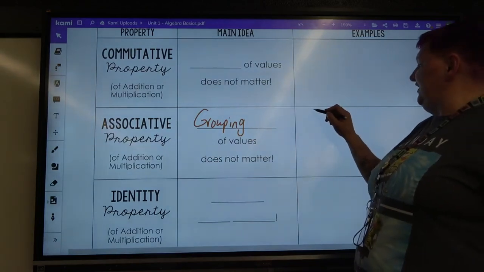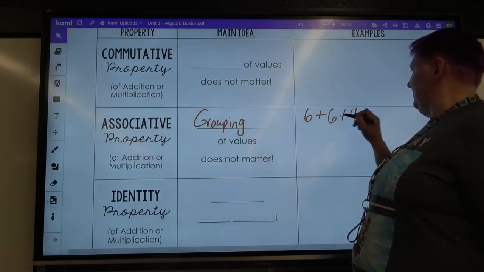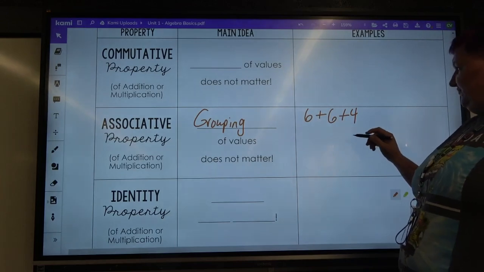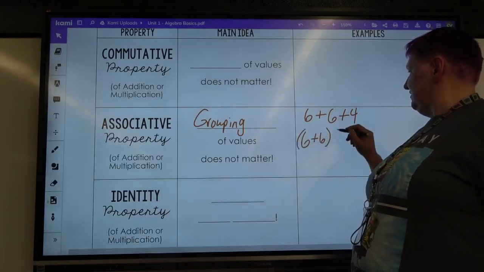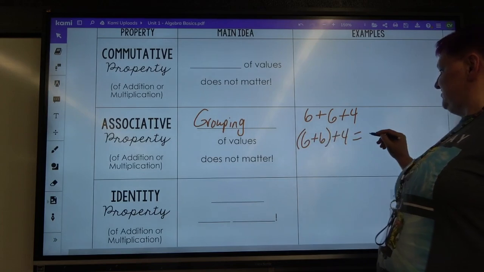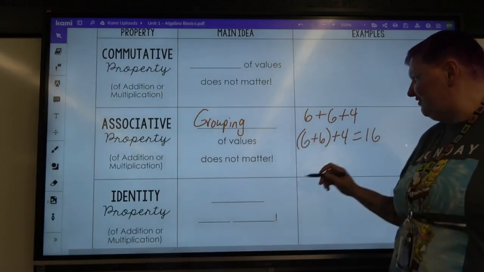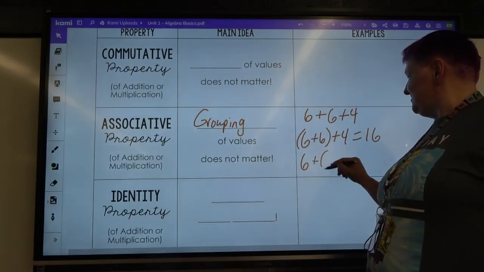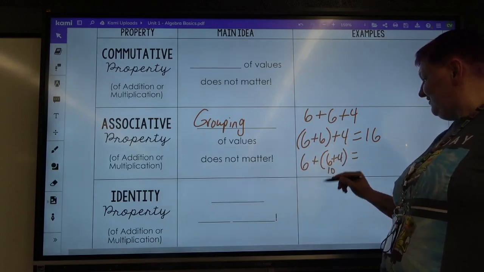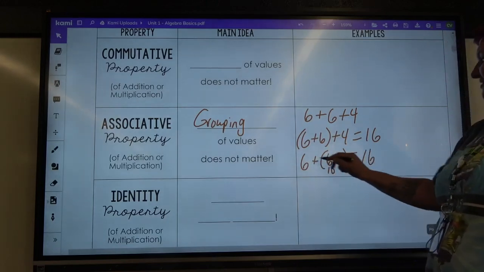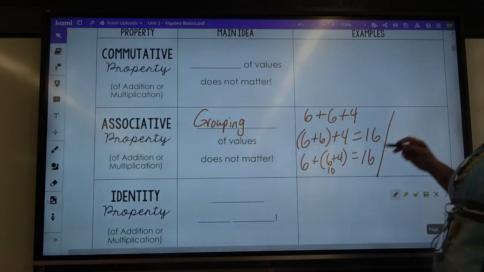So, for example, if you're going to add 6 plus 6 plus 4, right? You can group it any way you want. You can either do (6 plus 6) plus 4, which is 16, or, because your brain likes tens better, do 6 plus (6 plus 4), right? Because 6 plus 4 is 10, plus 6 is 16. So when you're dealing with addition or multiplication, you can group numbers differently, right?